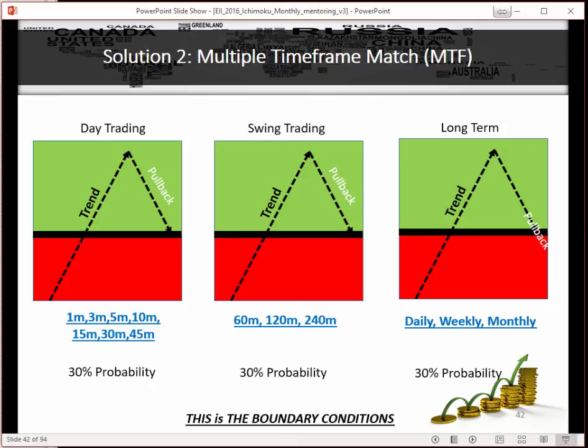Okay. Now, the details of this we'll go through in the workshop when we have the mentoring session, but I want to make sure you understand this concept before we get into the mentoring session, so you understand the route we're going to be taking and the methods we're going to be using. So this is where we're going to start deploying the multiple time frame concept.